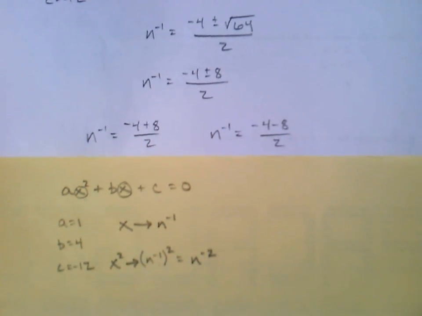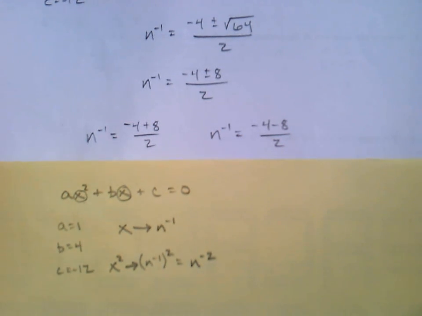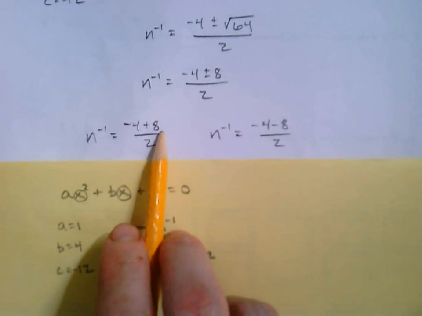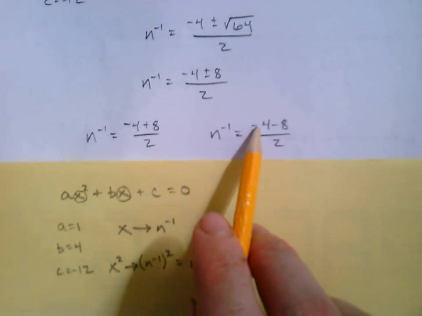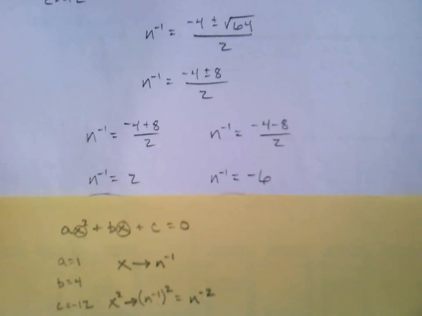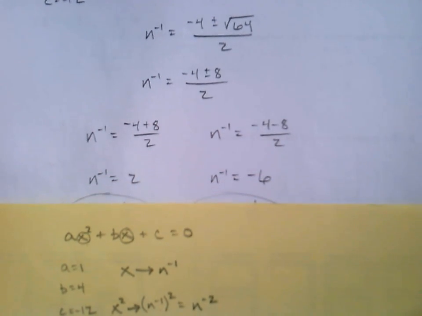And I know I'm talking through this really quickly. Fortunately, you can pause anytime, go back. We're just doing some simplifying that I'm hoping we're getting really familiar with. Okay, how about this first one? Negative 4 plus 8 will be positive 4 over 2 is 2, and negative 4 minus 8, negative 12 over 2, negative 6.